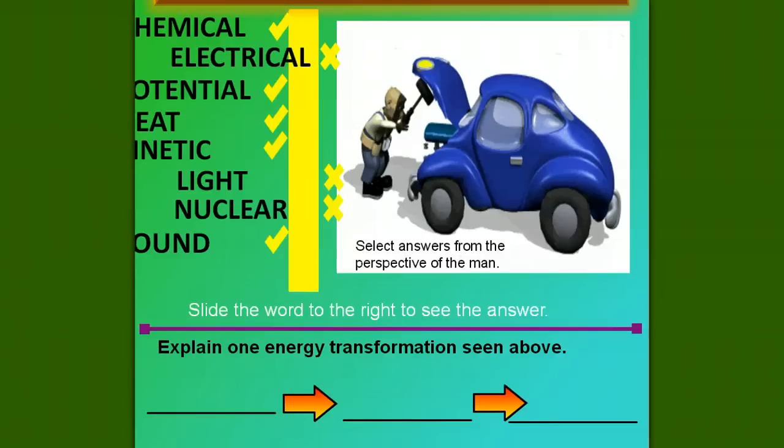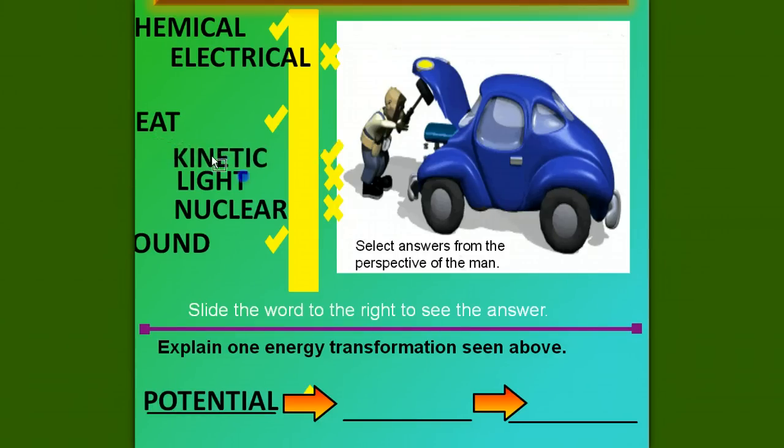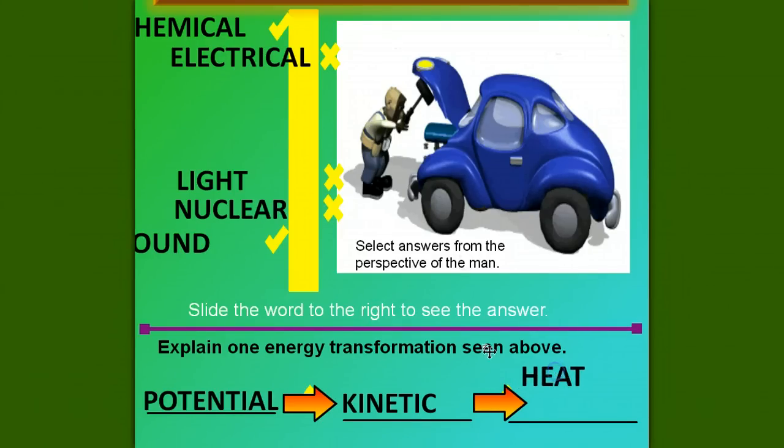Well, I think the man's going to start with potential energy because he's going to have the potential to throw that hammer down. And when the hammer hits, he's changing it into kinetic energy because that's the energy of motion. And it's going to make a lot of heat and a lot of sound.